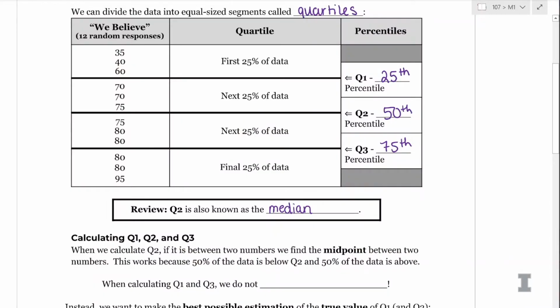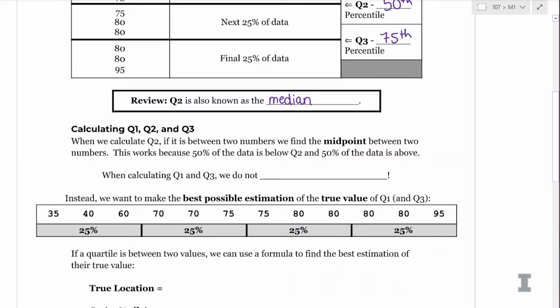So we want to go ahead and look at how to calculate these mathematically. So when we calculate Q2, we said if it's between two numbers, we find the midpoint between two numbers. So I think we looked at variables that have an even number of data points. We said there's going to be two middle numbers, so we'll just go ahead and take the average of those to find the median, or Q2. And this works because Q2 is the 50th percentile. There's 50% of the data below and 50% of the data above Q2.